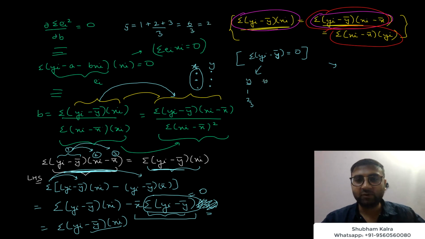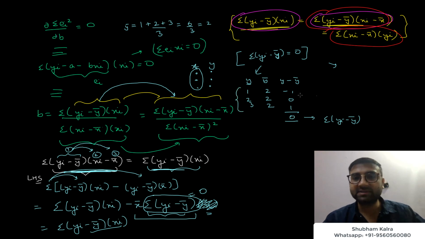So if I create a column over here which says y bar, then I have 2, 2, 2 over here. And then if I create y minus y bar, then 1 minus 2 will become minus 1, 2 minus 2 will become 0, and 3 minus 2 will become 1. If you sum this, this sum is your summation of yi minus y bar. And if you sum this, you will get 0. This is not something which is happening only for these values. This is something which is always going to happen.